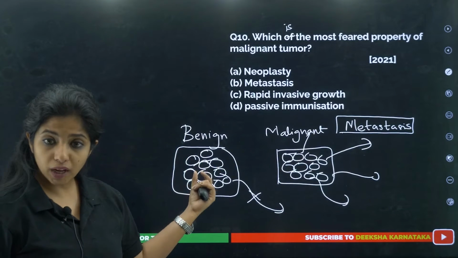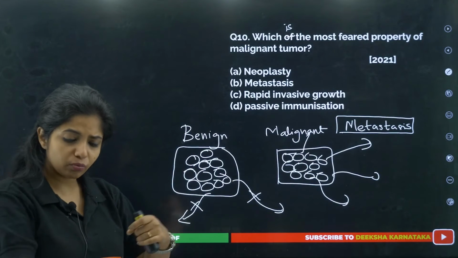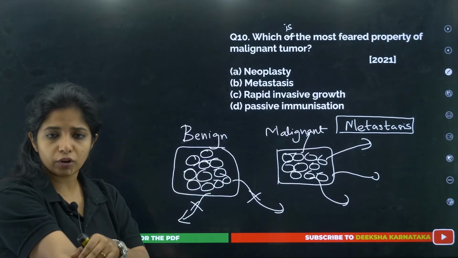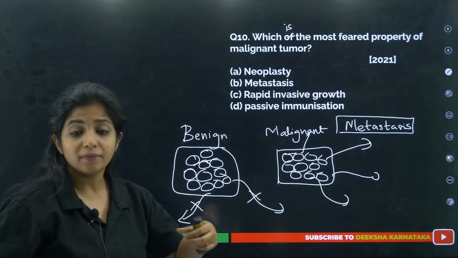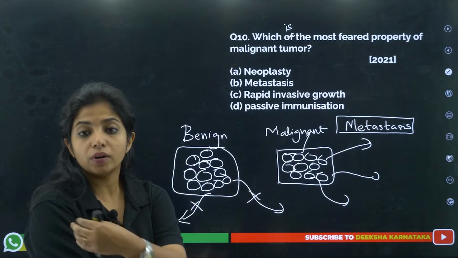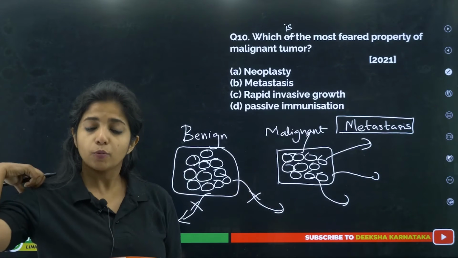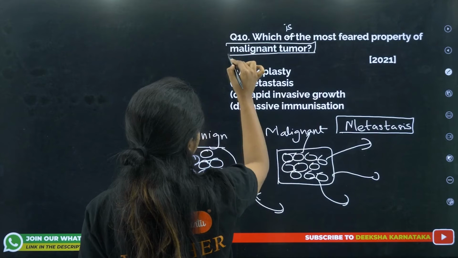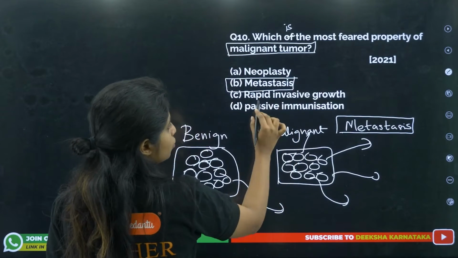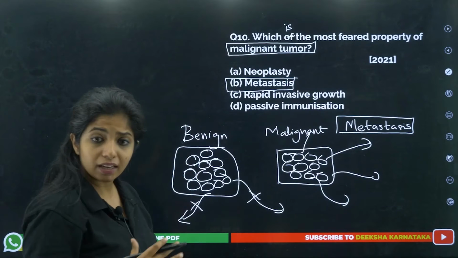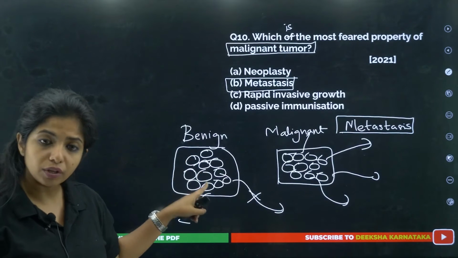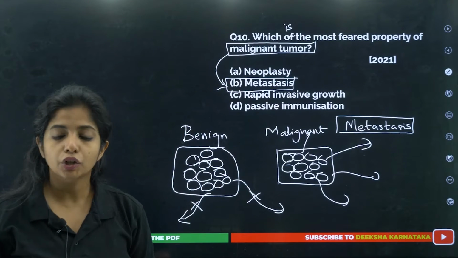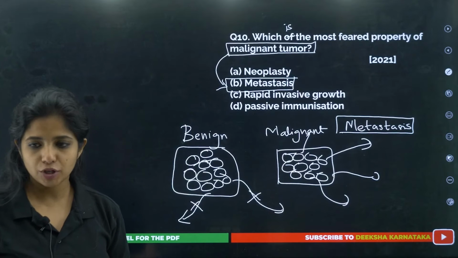So, there are 2 types of tumor, benign and malignant. In a benign tumor you have uncontrolled growth over here, it stays there, it does not go around everywhere, and you can remove it. But in a malignant one, your cells are dividing and moving around to different places. This property is known as metastasis. So, the feature of a malignant tumor is metastasis. Rapid invasive growth is there too, but metastasis is something that is very much true for malignant tumors. 2021 question.